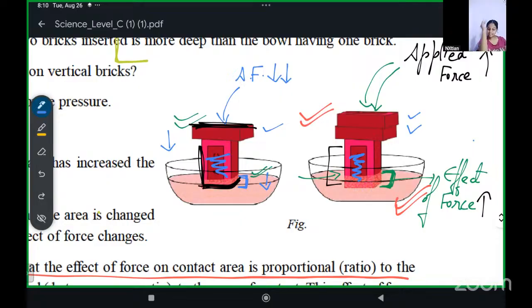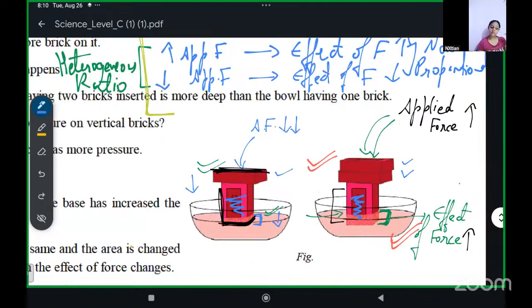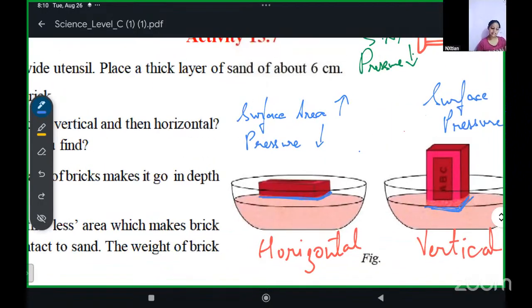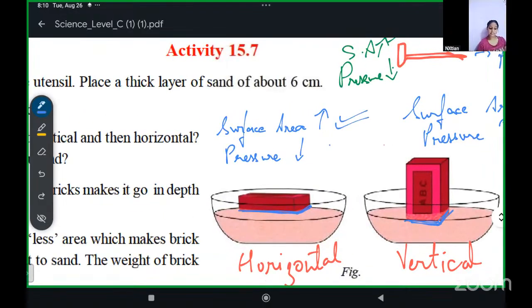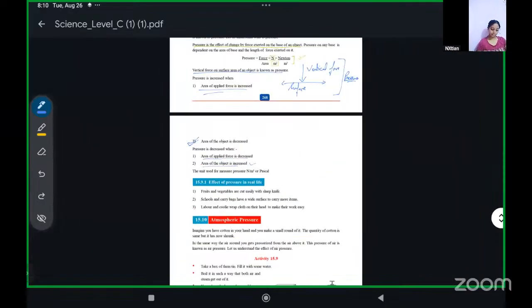By decreasing the applied force, we can decrease the pressure. We can decrease the pressure by decreasing the applied force and by increasing the surface area. When surface area is increased, pressure decreases. So by increasing the surface area also, we can decrease the pressure. This is how you can increase the pressure or decrease the pressure. Understood?